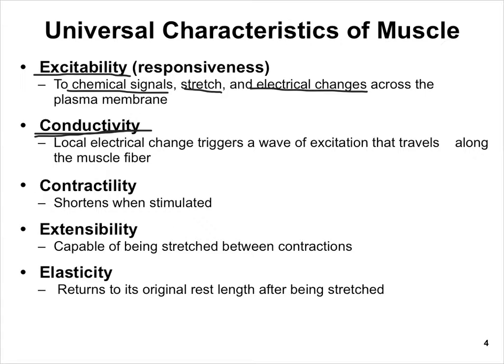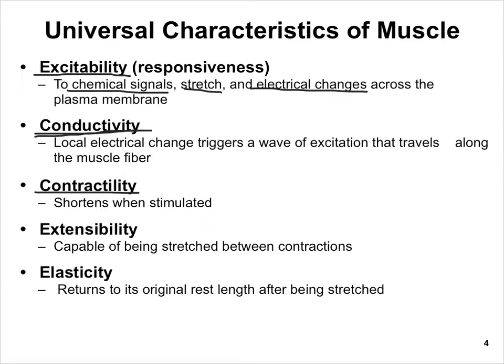All muscle cells are contractile, right? This is kind of the defining characteristic of muscles. Muscles contract. Some muscles contract better than others, but all muscle cells contract.